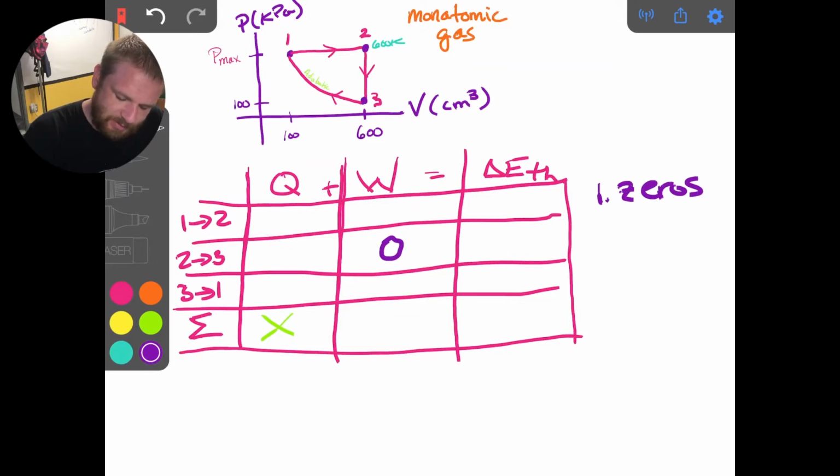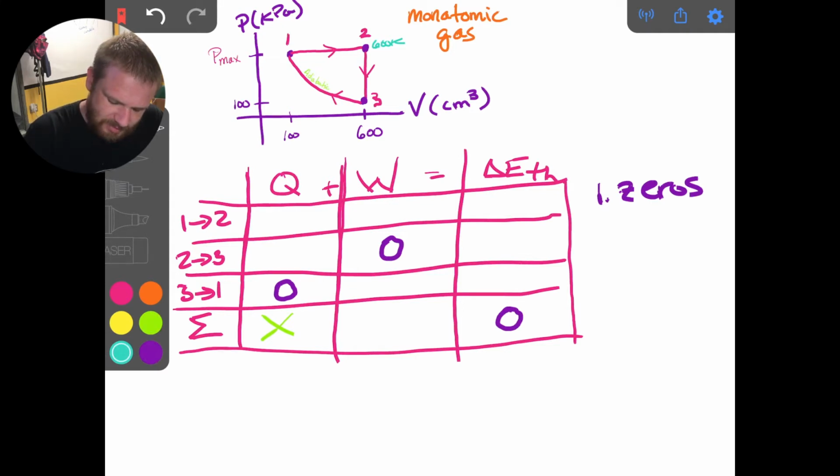Any other zeros? Well, we know that the sum of the thermal energy around a loop is always 0, so this bottom corner, we always get a 0 there. And there's one more 0 that I can see in this chart, and that is by definition an adiabatic process, which is our process from 3 to 1, has 0 heat exchange with the environment, so Q is equal to 0 there.